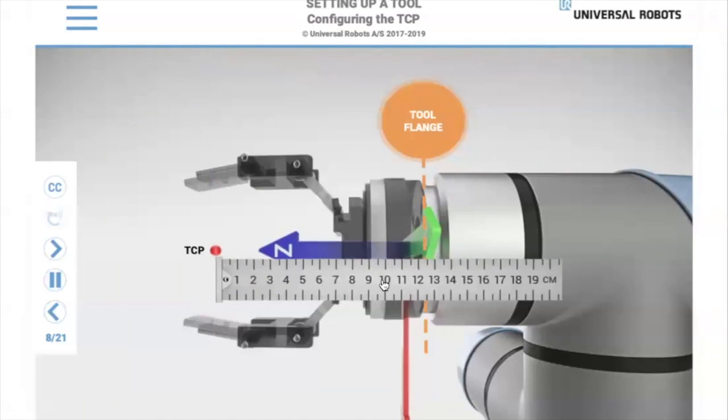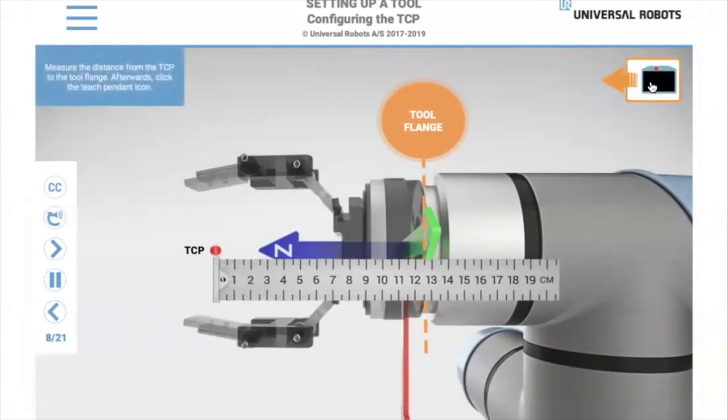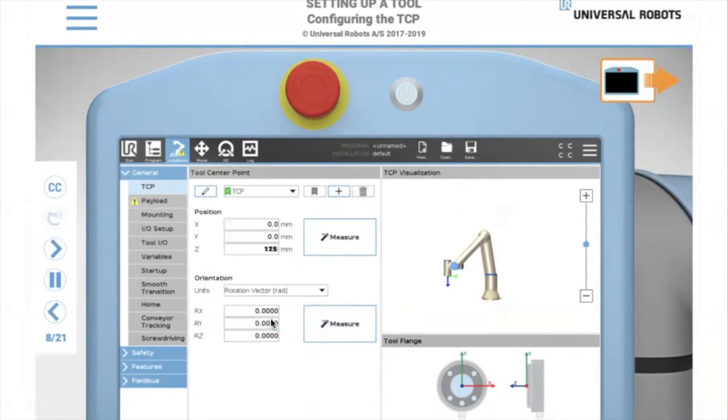Now, grab the ruler and measure the distance from the TCP to the tool flange. Afterwards, click the Teach pendant icon. Enter the distance in millimeters in the Z field. You have now configured the TCP.